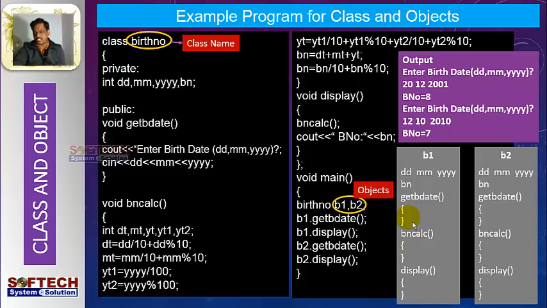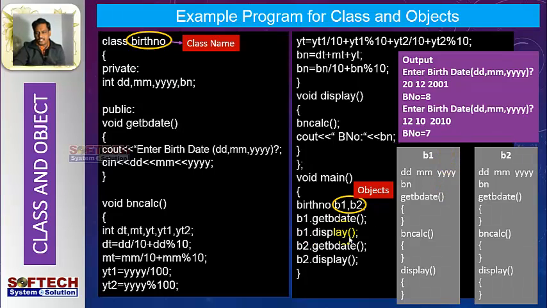The first statement is cout: enter birth date dd mm yy, that is the output. Then we give 3 integers as input. Since we get dd mm yy, 20 is assigned to dd of b1. So b1 has 4 variables: 20 is assigned to dd of b1, 12 is assigned to mm of object b1, and 2001 is assigned to yy of object b1.